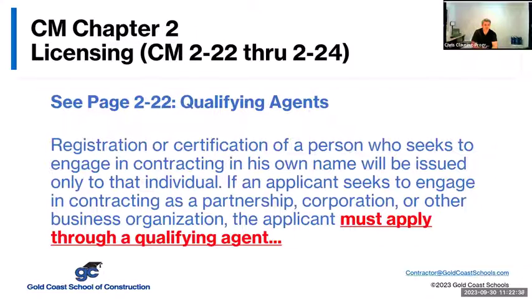So in this case, registration or certification of a person who seeks to engage in contracting in his own name will be issued only to that individual. If you're looking to engage in contracting as a partnership, corporation, or other organization, you must apply through a qualified agent. Now, if you're qualifying your own business, you are the qualifying agent for your business.